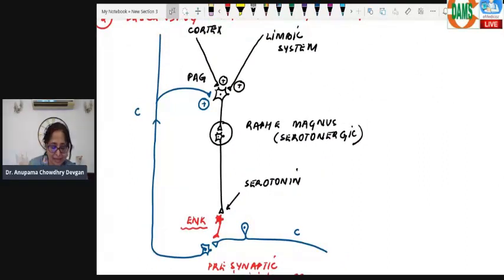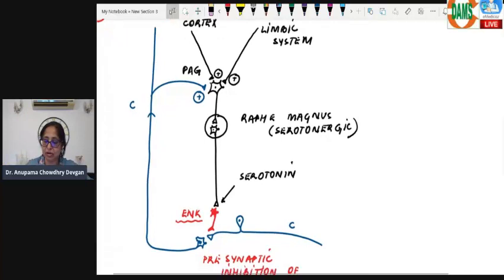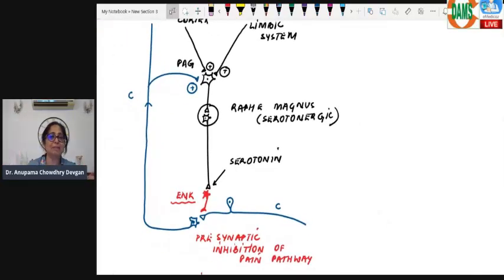See, what is the descending pain inhibiting pathway? The descending pain inhibiting pathway will excite the same encephalinergic neuron, and that encephalinergic neuron is causing a presynaptic inhibition of the pain pathway. Why do I call it presynaptic inhibition? Because there is an axoaxonal synapse. This is your descending analgesia, descending pain inhibiting pathway.